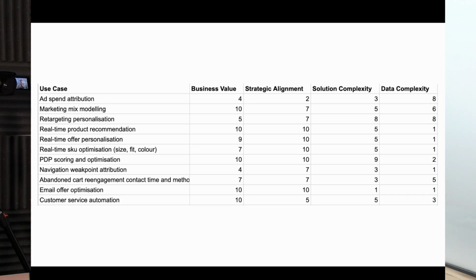Same for the retargeting stuff, that's mixed into other platforms, hard to do necessarily. But then things on the website like real-time product recommendation, offer personalization, SKU optimization, those things could be really easy to do. So then it's like, okay, great. And then we can actually see they have really strong strategic alignment, because maybe the business is focused on revenue generating rather than revenue saving stuff. So customer service automation might be hugely valuable to the business, if you're looking in pure value terms, equally aligned.